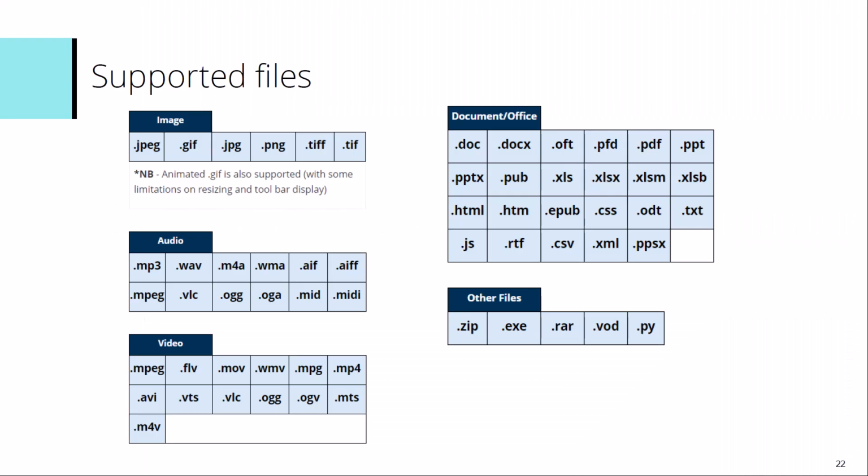Here is a list of supported files in LWT. So for A-level music, we will mainly be using the audio and the document office file types, and potentially some video, and the different file types there should cover everything in terms of the submissions that you need.